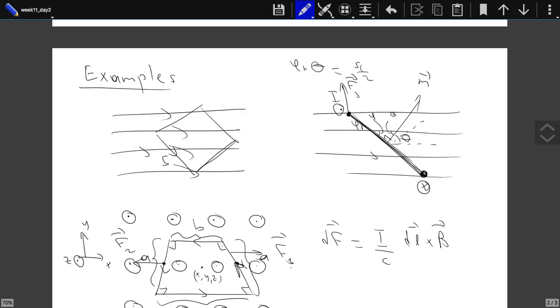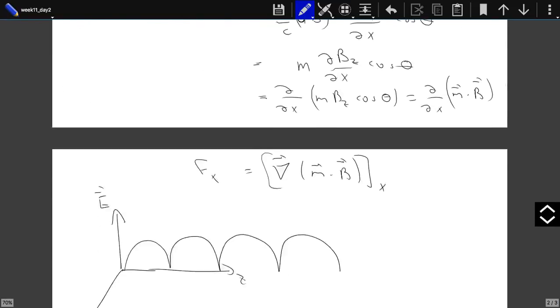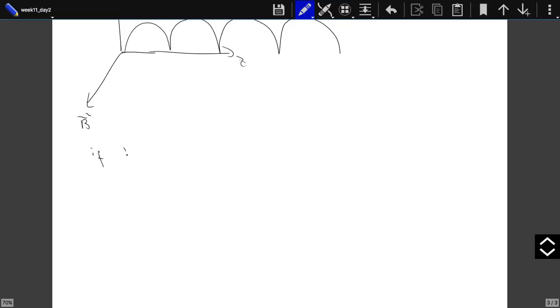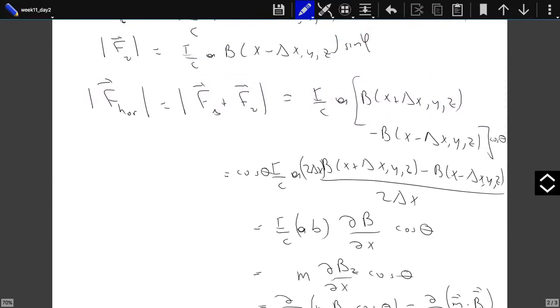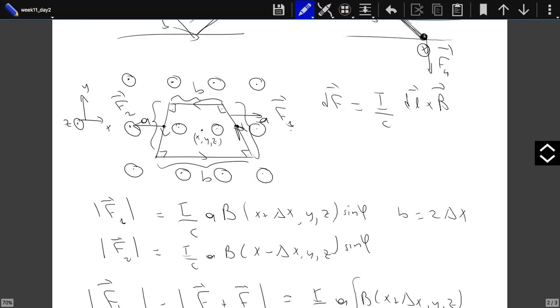And what about the total force acting over here? The current is into the screen. B field is towards your right. Downward. Well, if B is homogeneous, we know that F3 is equal to minus F4. And their magnitude will be equal to I times a over c times B times the B field, whose length is b.